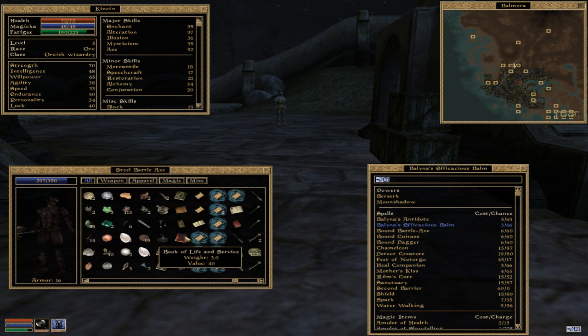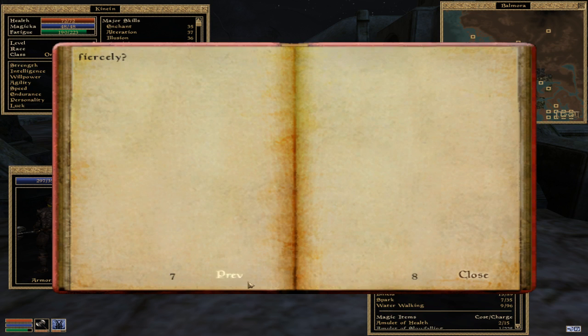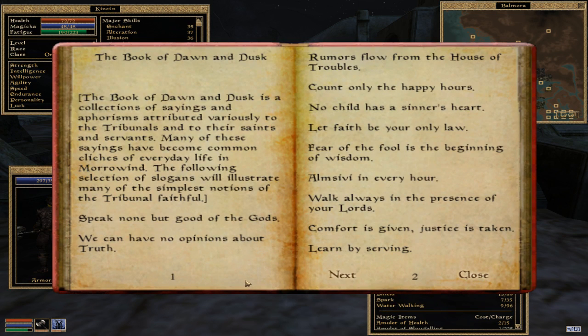Okay. Can I throw out the stuff? So this is not new, but let's read this one. This is a new one. The Book of Dawn and Dusk.